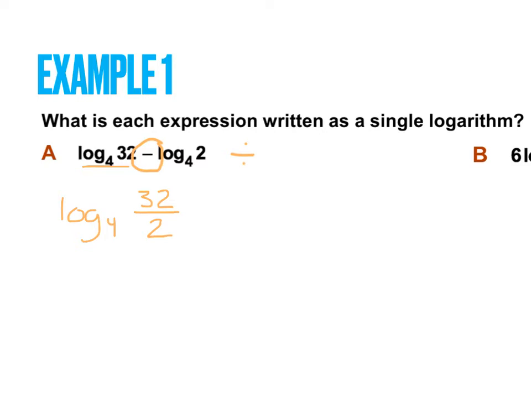Now we can simplify this one step more because we know what 32 divided by 2 is. So we can say log base 4 of 16. So here we're condensing it into one, changing the subtraction into division, and then we just divide 32 by 2, which is 16. And this here is our final answer.